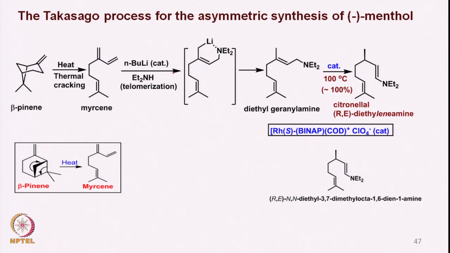Now this has been utilized in the synthesis of menthol by a company called Takasago, who basically have used the process developed by Noyori. So in that process we start with beta pinene, which of course can be written in this way also. And if we do the thermal cracking, the way I have shown here with the arrow, it breaks and it forms myrcene. This is what the myrcene is. So you start with beta pinene and heat it and get the myrcene, and when butyllithium is used along with diethylamine, it stops at this particular stage. It does not undergo further polymerization or oligomerization. It stops at this particular place.